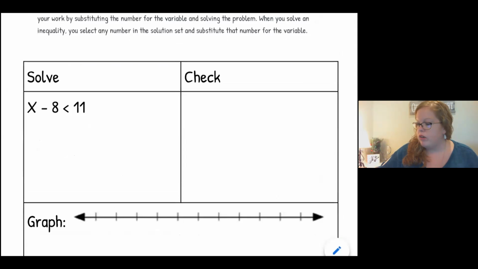So normally we're used to solving and checking. Today we're going to do solve, check, and graph. I love inequalities. I know I say that on a lot of stuff, but I think inequalities are fun. I like the graphing part of it. It just changes it up a little bit.